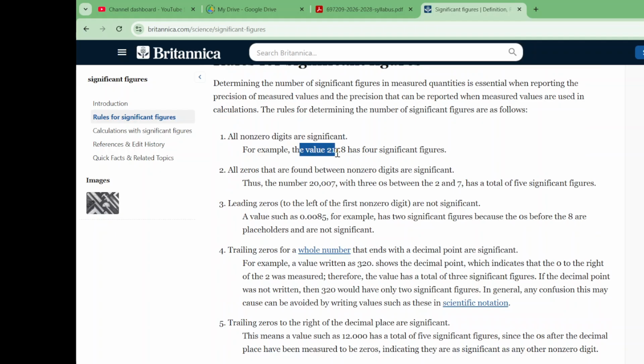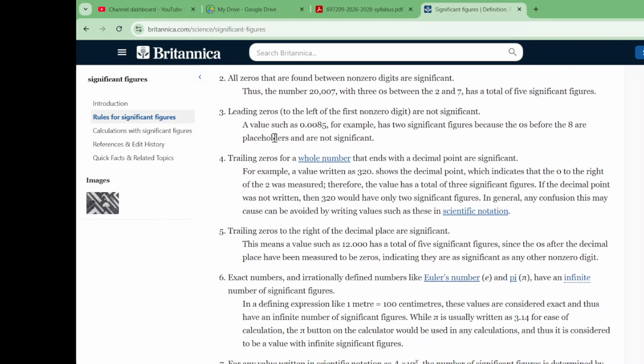So the value of 211.8, it's all non-zeros, that's 4 significant figures. Then all zeros found between two non-zero digits are significant. So 20,007, there are 3 zeros in between, but they're sandwiched by 2 non-zero digits. And so they're all significant, and this gives us 5 significant figures.